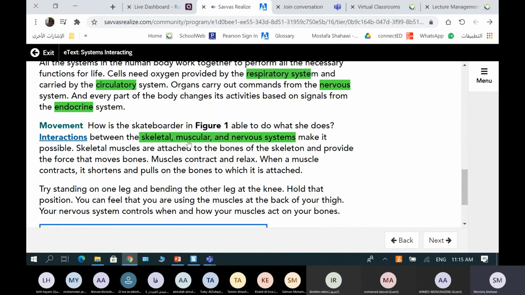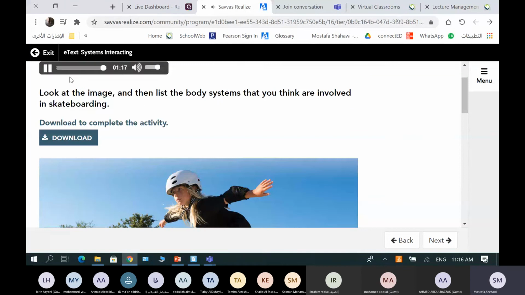Movement. How is the skateboarder in Figure 1 able to do what she does? Interactions between the skeletal, muscular, and nervous systems make it possible. Skeletal muscles are attached to the bones of the skeleton and provide the force that moves bones. Muscles contract and relax. When a muscle contracts, it shortens and pulls on the bones to which it is attached. Try standing on one leg and bending the other leg at the knee. Hold that position. You can feel that you are using the muscles at the back of your thigh. Your nervous system controls when and how your muscles act on your bones.